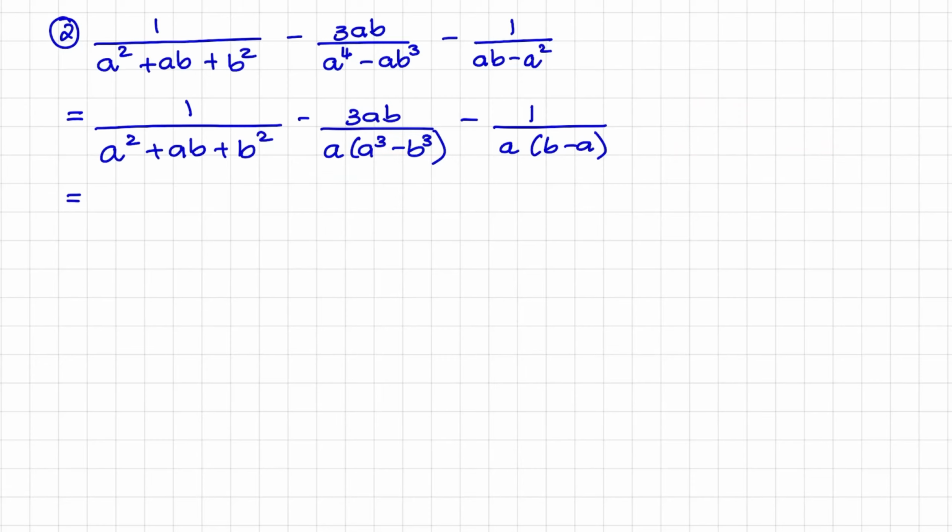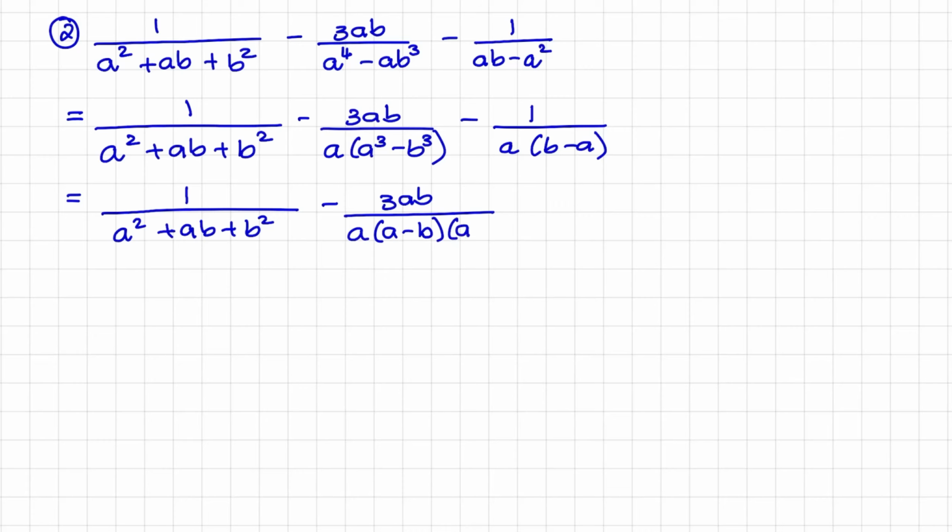So my first term would remain the same. It'll be 1 over the 3 terms which I have. But in the second term, it will be minus 3ab over a times a minus b, a squared plus ab plus b squared. And if you forgot how to factorize a difference of cubes, please go watch our video on the review of factorization.